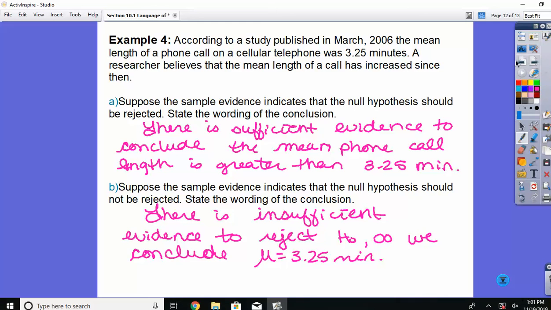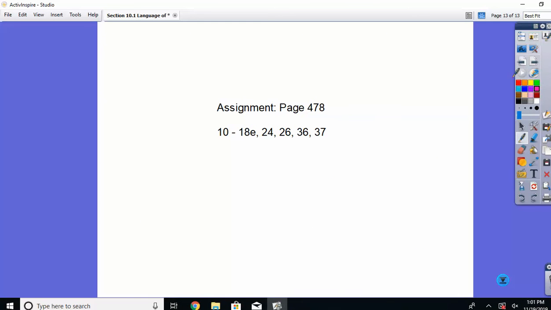Alright, so we've got some time now. And here is the assignment.